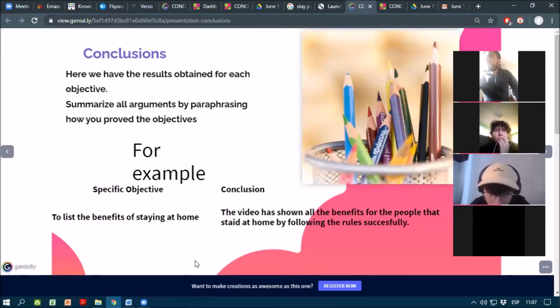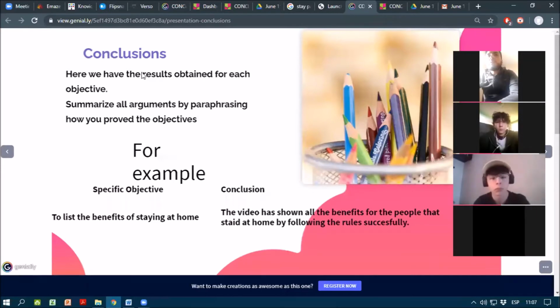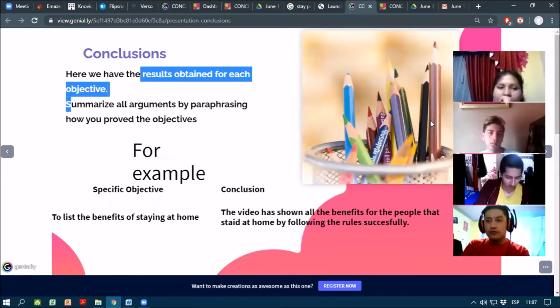Here we have the results obtained for each objective. Thank you so much. So, what are the conclusions? Conclusions, here we have the results obtained for each objective. So pay attention to this. Results for each objective. What does that mean?